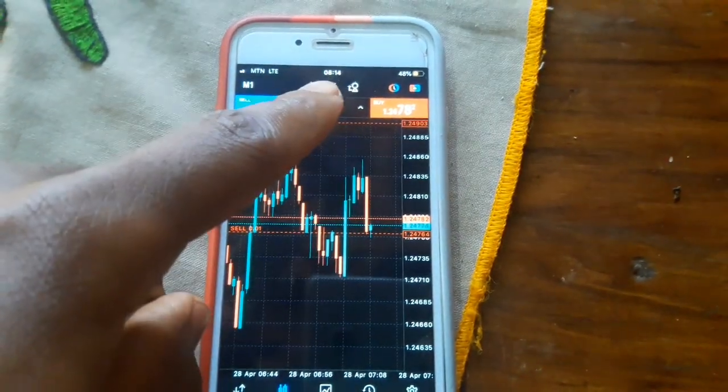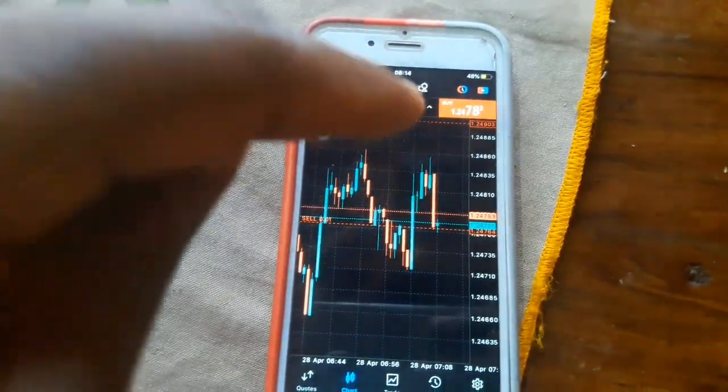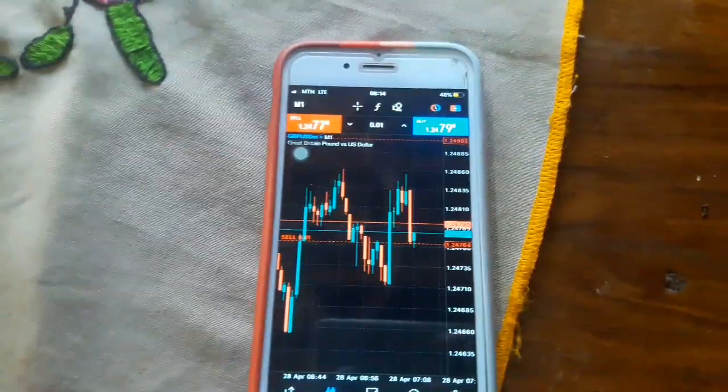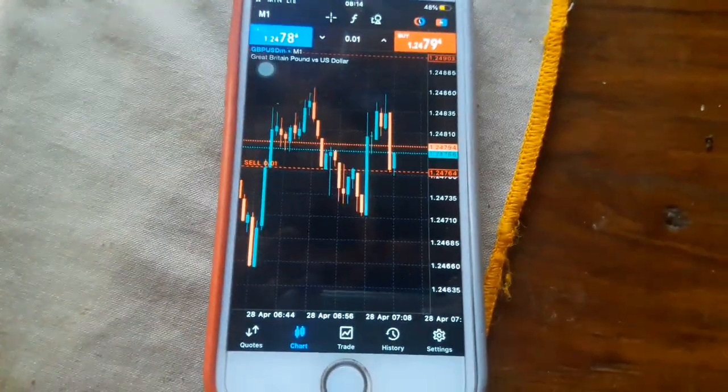If I see another push to the upside, I'll stack in one more sell position, and basically wait for it to push down. When it pushes down again, I'll stack in with one more position. So right now I'm just playing the waiting game.